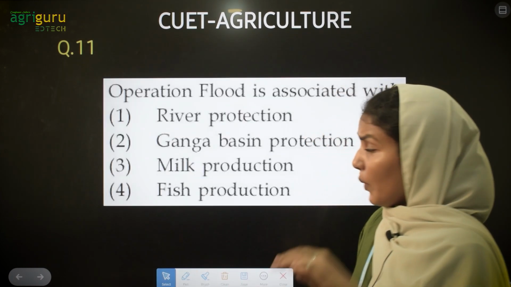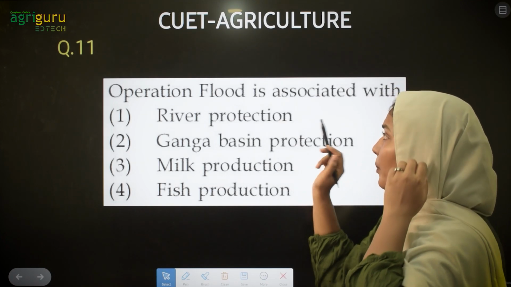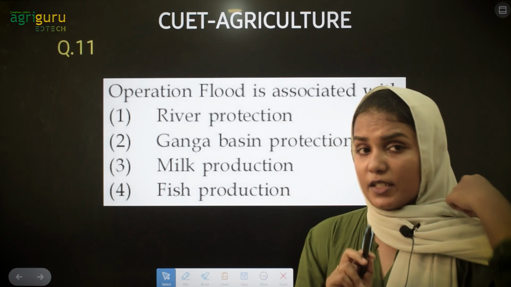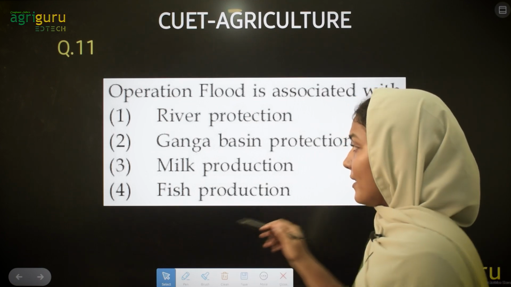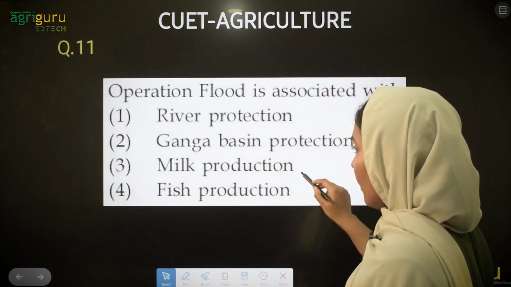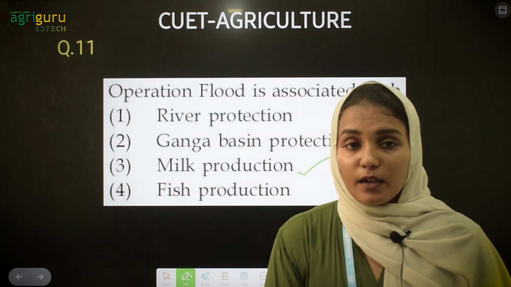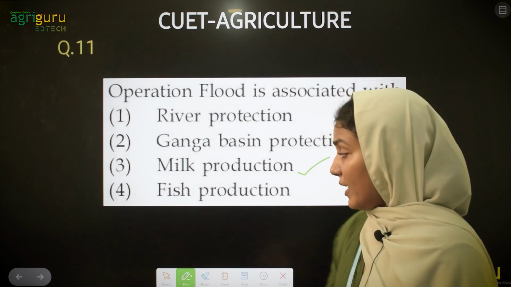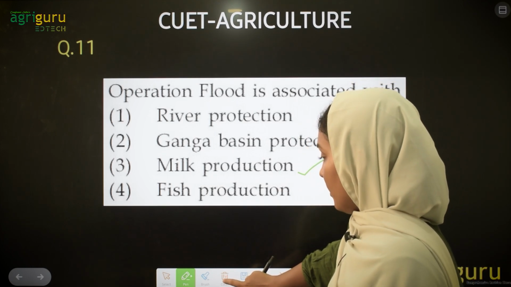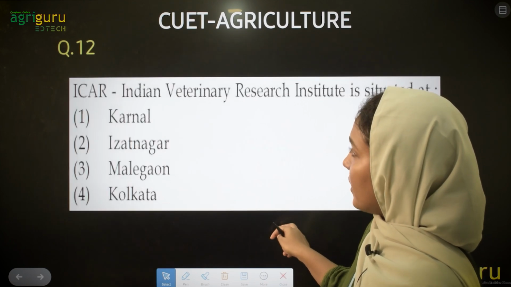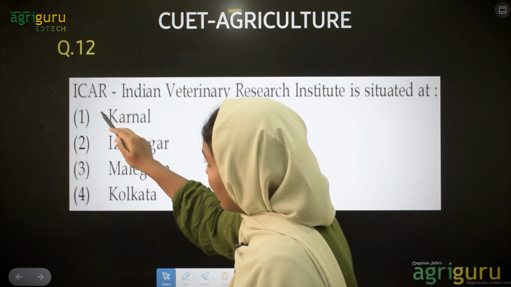Next, question number 11. Operation Flood is associated with which of the following? Milk production. Who is the person behind Operation Flood? He is Dr. Varghese Kurien. Let's move on to the next question, that is question number 12.